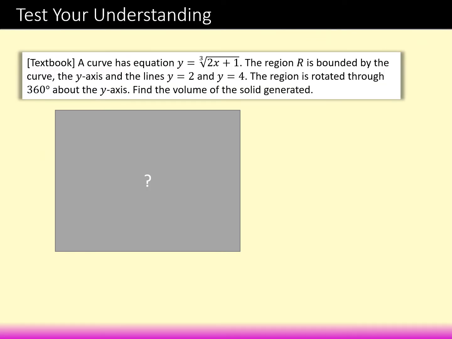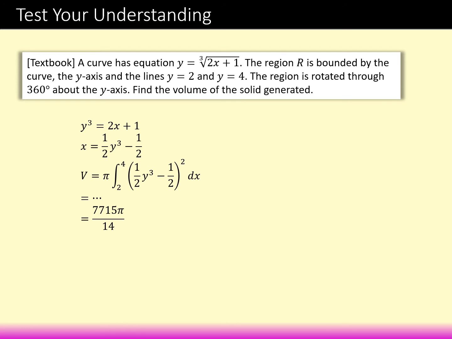So here's another question, and let's pause the video and have a look at this. Yep, so it's 77155 over 14. So here, again, we're making x the subject and then squaring the x, and that gives you the solution. So there you go, guys. So you know how to work out the volume of a solid, both in terms of rotating around the x-axis and the y-axis.